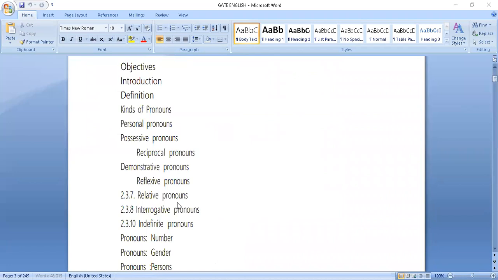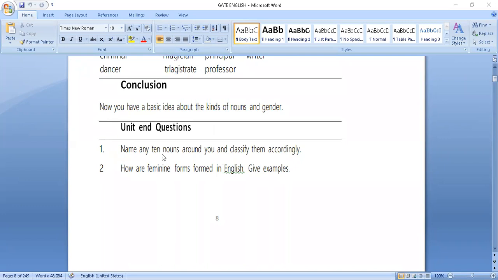Yeah, these were the questions. Again, I am repeating. Name any 10 nouns around you and classify them accordingly. How are feminine forms formed in English? Give examples. This assignment you have to submit in that Google Classroom. The code I have already mentioned there.